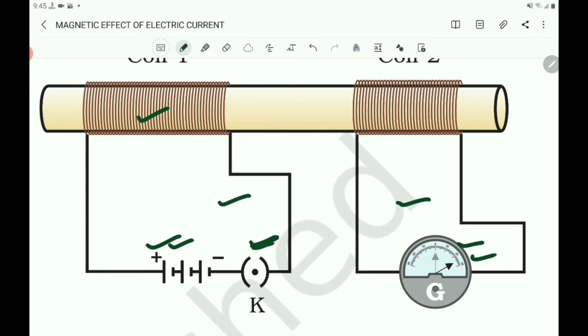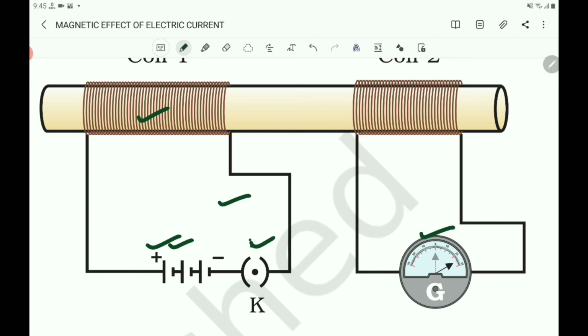Plug in the key. Observe the galvanometer which is connected to the second coil. Is there a deflection in its needle? We will observe that the needle of the galvanometer instantly jumps to one side and just as quickly returns to 0.